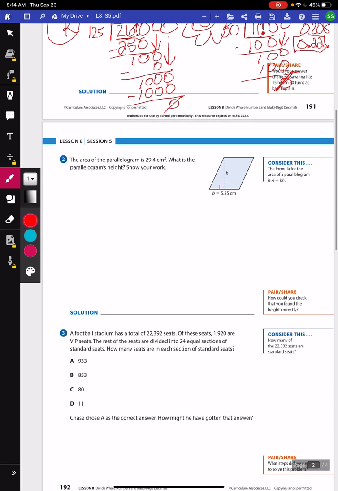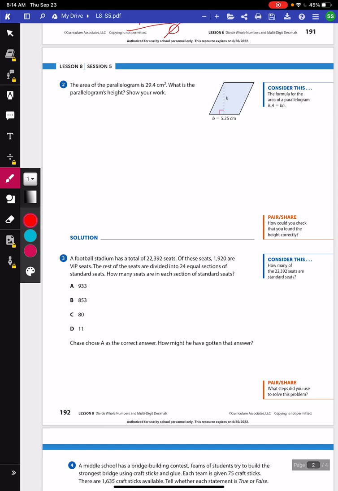All right, moving on to number 2. The area of the parallelogram is 29 4/10 square centimeters. What is the parallelogram's height? Show your work. So if area equals base times height, then the height equals the area divided by the base. So the area we know is 29.4, and then we're going to divide that by the base, which is 5 and 25 hundredths.